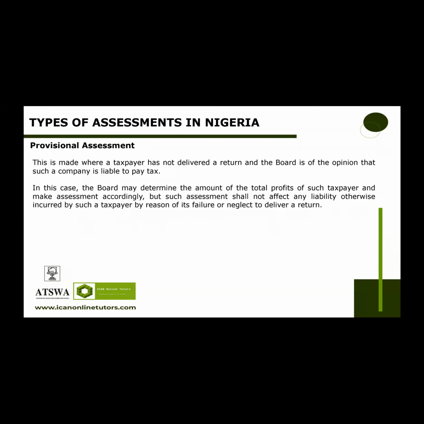Likewise, the board can make an assessment upon a taxpayer for any year before the expiration of the time within which such taxpayer is required to deliver a return or to give notice. However, any taxpayer that disputes the assessment may apply to the board by notice of objection in writing to review and revise the assessment. Such application must be made within 30 days from the date of service of the notice of assessment and must contain the grounds of objection, the amount of assessable and total profit, and the amount of tax payable.